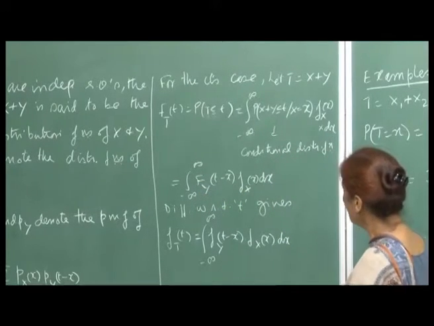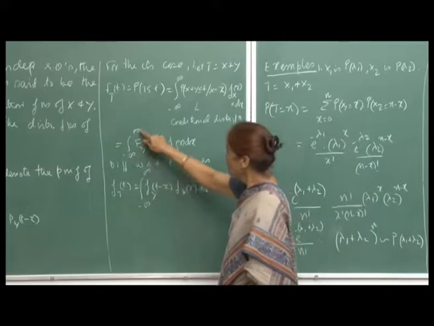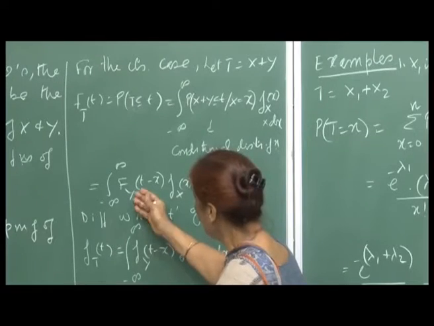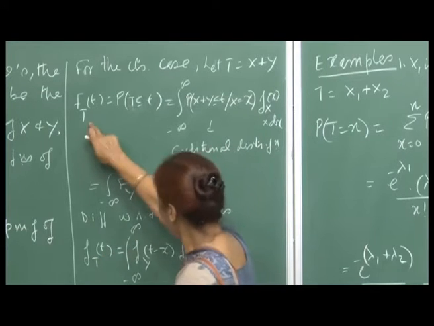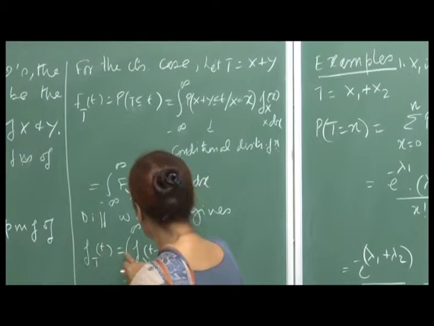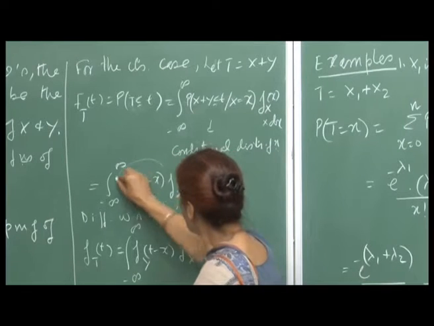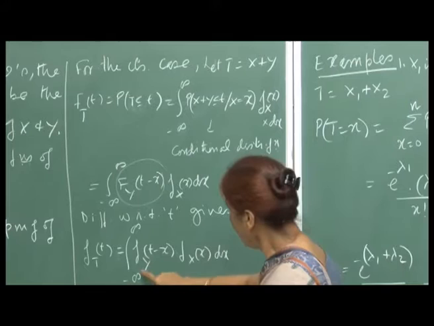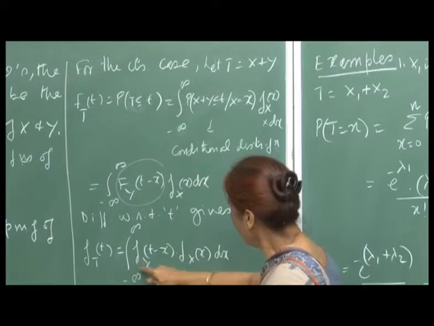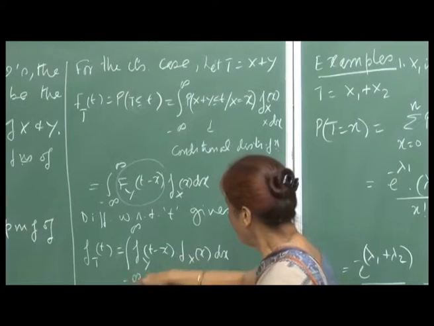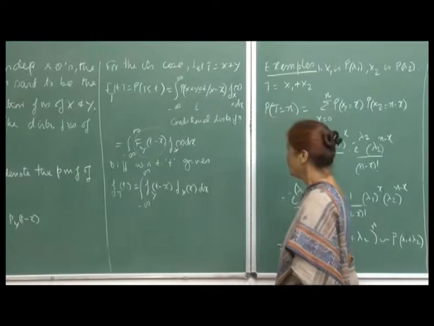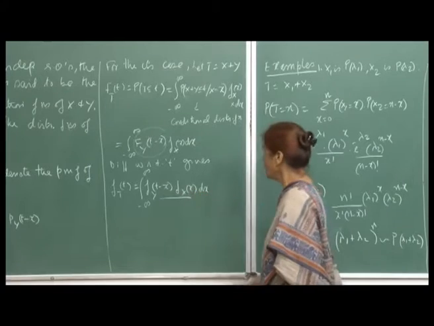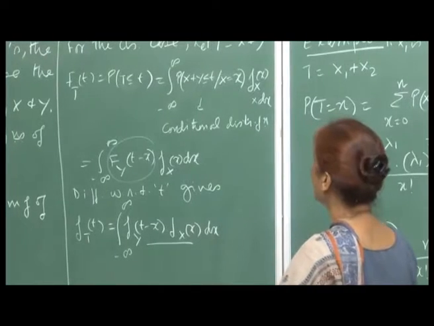Now, differentiate with respect to t. Since the limits are independent of t, the differentiation will just go inside. So this will become small f_T(t), and only this term gets differentiated. It is a function of t, and therefore it will be the PDF of Y at t minus x, and then the integral from minus infinity to infinity of the product of these two. So, this will be your convolution.